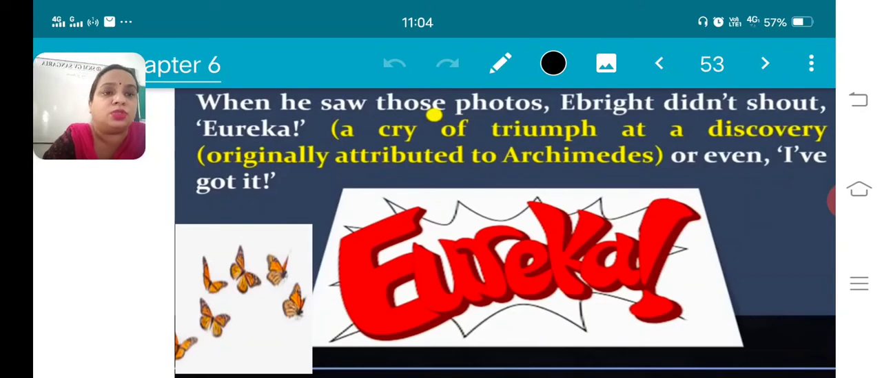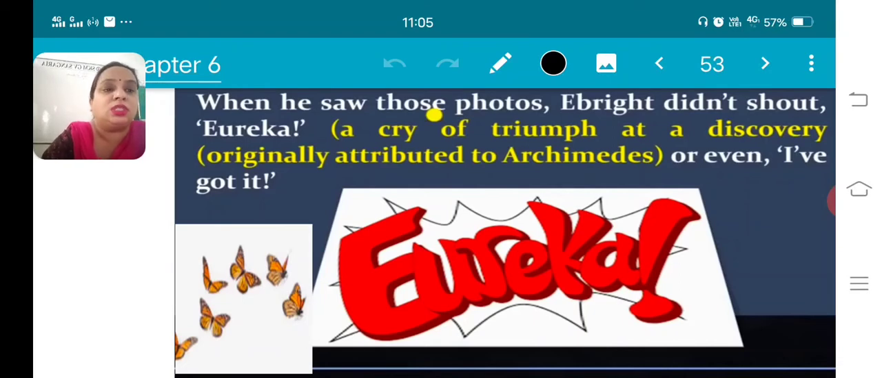When he saw those photos, Ebrard didn't shout Eureka. Eureka means a cry of triumph at discovery, originally attributed to Archimedes. He used to do that, or even say I have got it. So what happened here was that the idea came to him while he was looking at those X-ray photos of the chemical structures of the hormone, but he did not get excited about his discovery as soon as he found it. He came to a realization that his years of study on that insect hormone had solved one of the puzzles of biology. So he did not show his excitement.